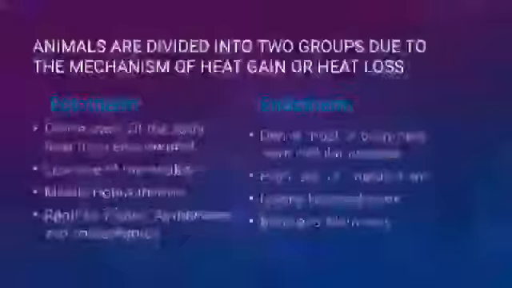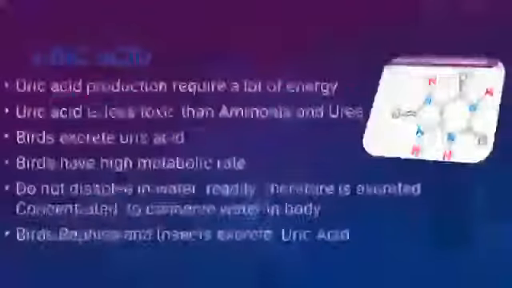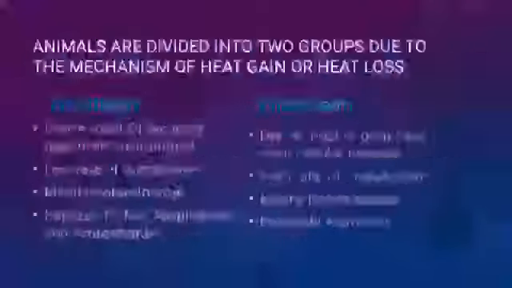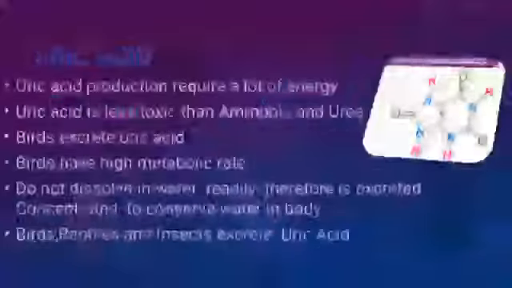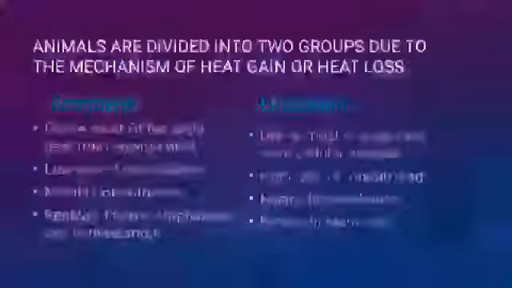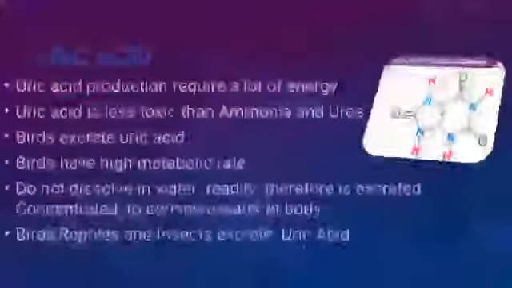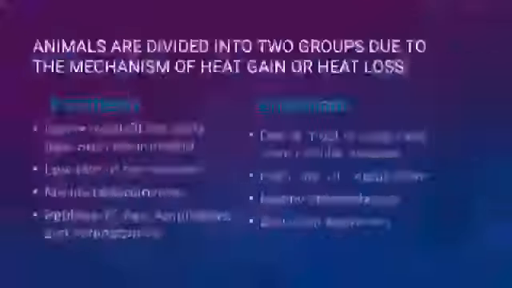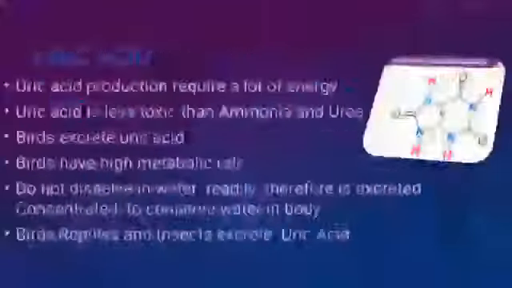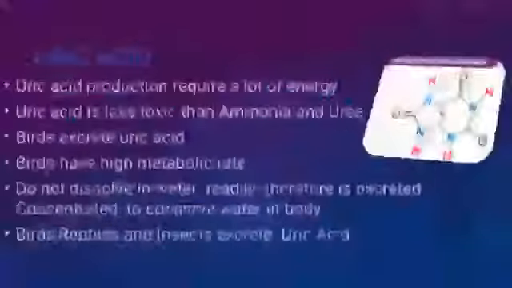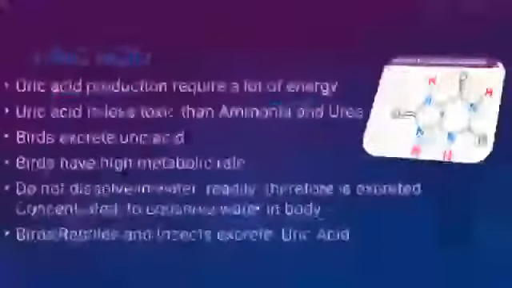Uric acid. Uric acid production requires a lot of energy. Uric acid is less toxic than ammonia and urea. Birds have a high metabolic rate, and uric acid does not dissolve in water readily, therefore it is excreted concentrated to conserve water in the body. Birds, reptiles and insects excrete uric acid.